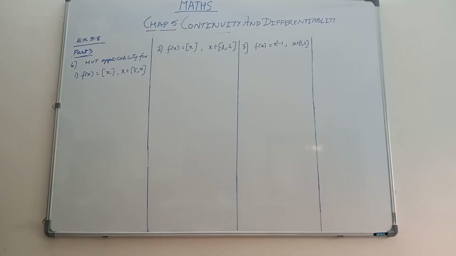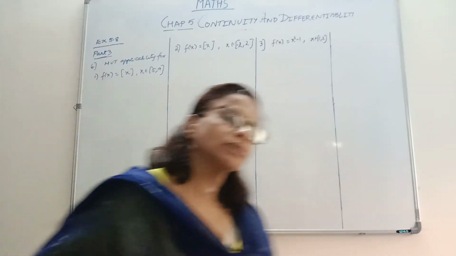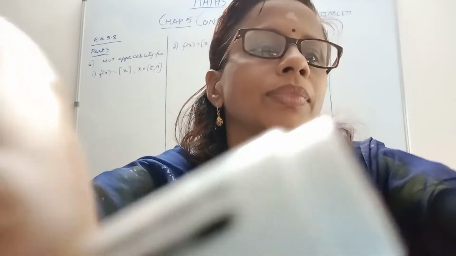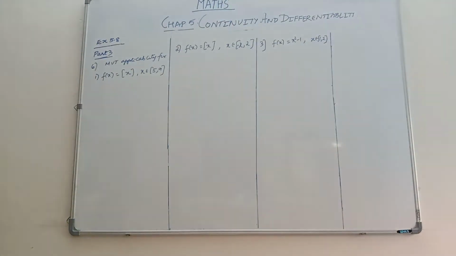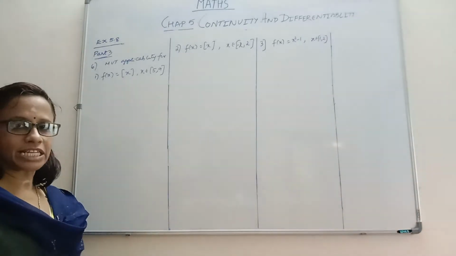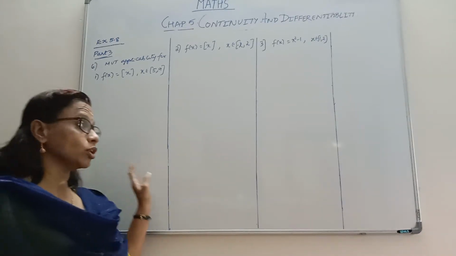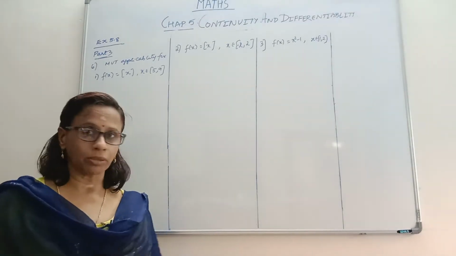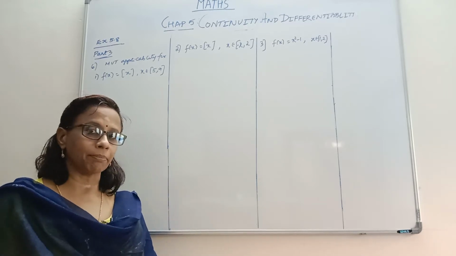So we come to the third part of this exercise 5.8, and this is like an extension of the earlier question. We had done the same question for Rolle's theorem and we had analyzed that in all the three cases we are not able to apply Rolle's theorem. Now they ask us to check whether the mean value theorem can be applied or not in this case.